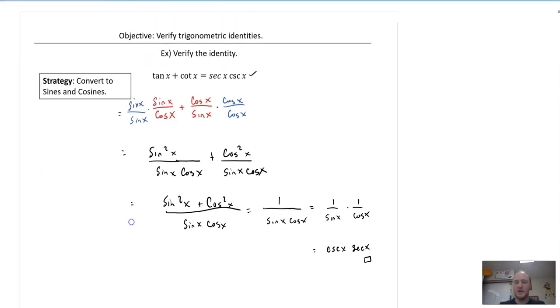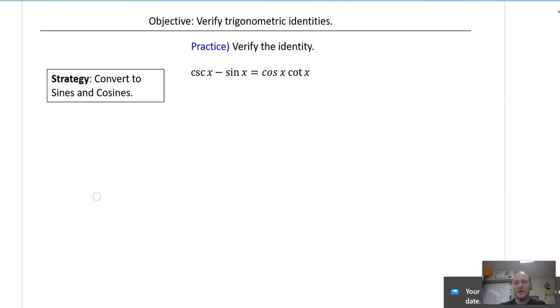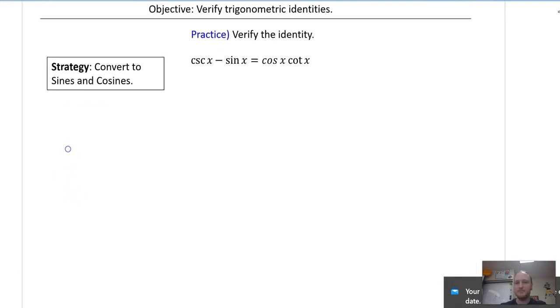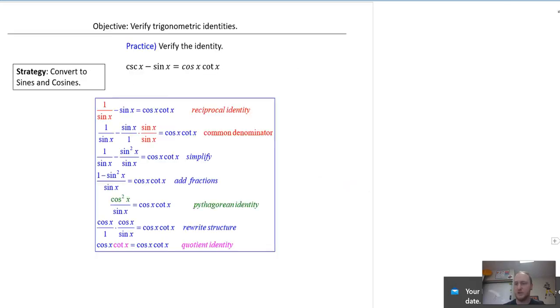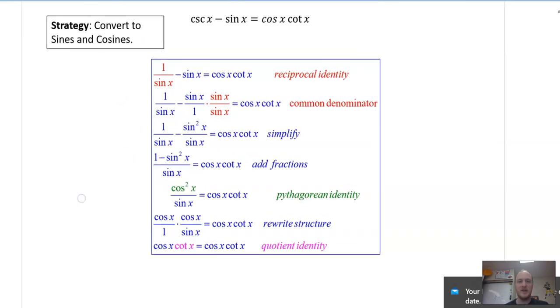All right. Please pause the video. Here is an example. I'd like you to try that, using those same processes. All right, hopefully you paused the video. Here is the solution. Convert to sine, and then you get a common denominator. 1 minus sine squared is cosine squared using the Pythagorean identity, and you get cosine of x times cotangent of x.